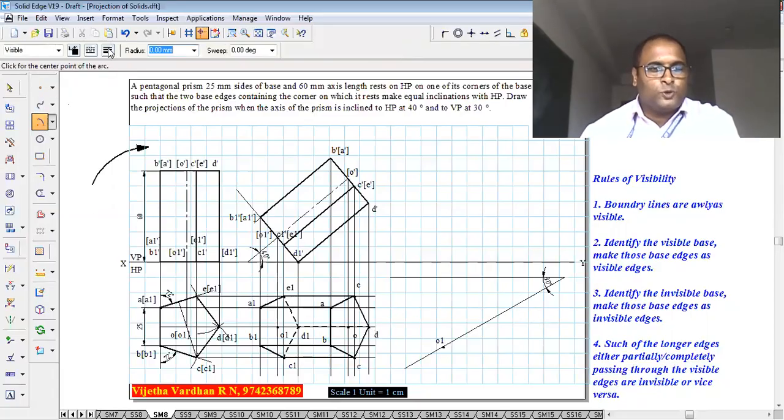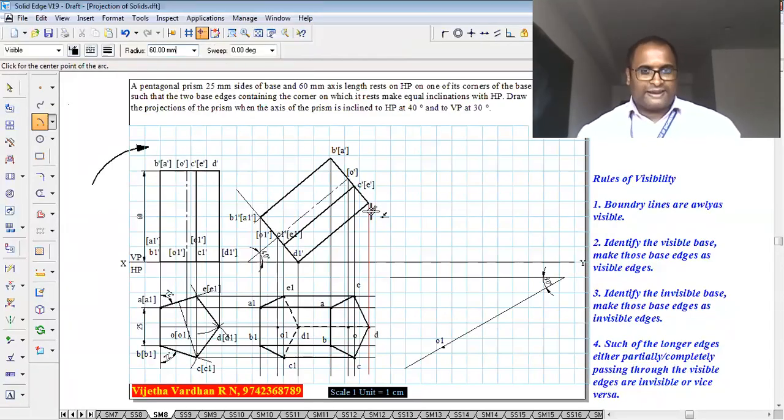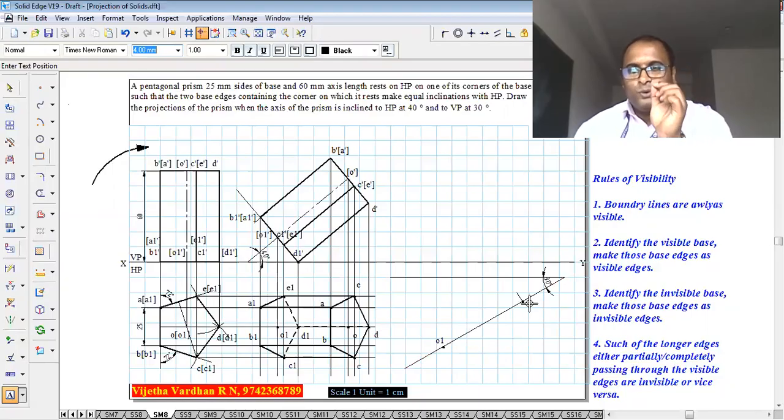That is nothing but using a compass. I repeat, using a compass, measure the distance from O to O1, and after taking O to O1 as a reference, keep the compass at O1 and draw a constructional arc over there, and then one can locate a point over there. That point is going to be called the true length of the axis O1.